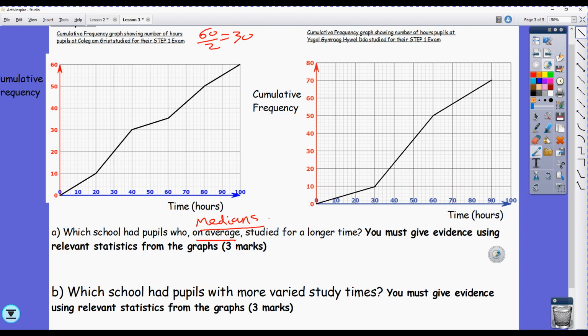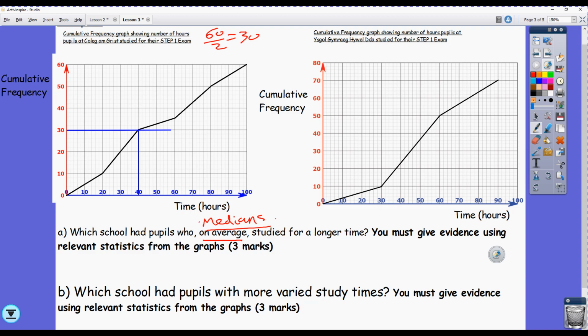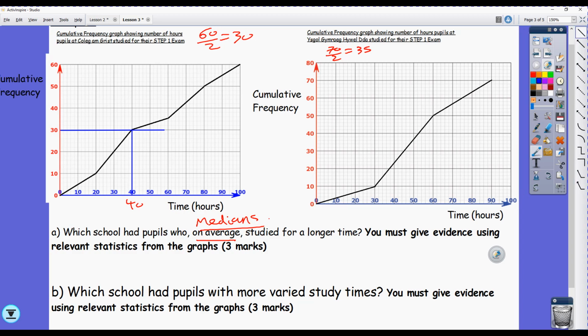So we go across from 30, and then we go down. So we get to 40. So that means that the median time spent revising in Coleg am Grist is 40, sorry. So I'll just write that here actually, and then we'll write it down more neatly there. And then for the second one, Ysgol Gymraeg Hawl Dda, we can see that 70 pupils were surveyed, so we need to find the position of the median. That is going to be 70 over 2 halfway, which is 35. So let's go across, so 30 and then 35 is there. So let's go down from there. There we go. And let's read across.